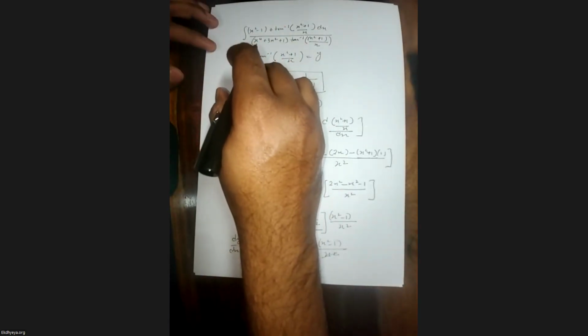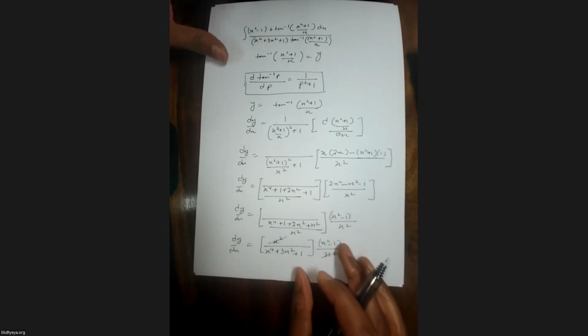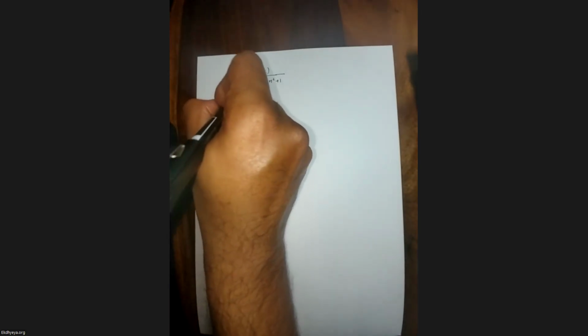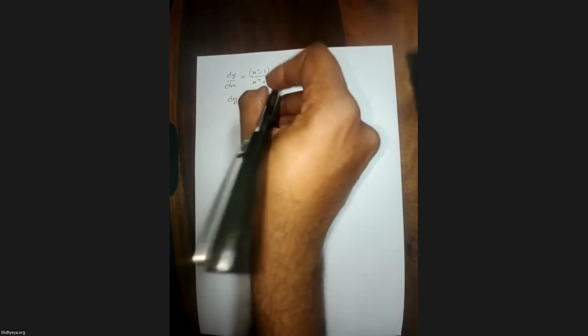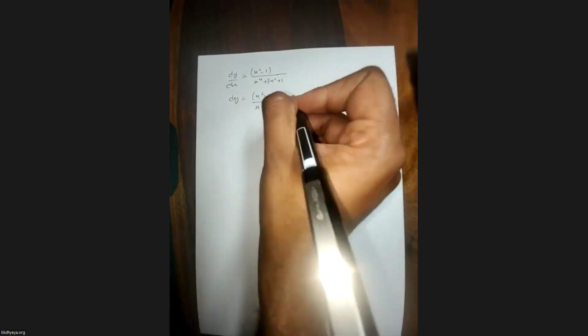What I can already see is that one of the terms, x² upon x⁴ plus 3x² plus 1, has already appeared in my dy by dx differentiation, which is a very positive thing. So I'll come here and my dy by dx becomes (x² minus 1) upon x⁴ plus 3x² plus 1, which means dy can be written as (x² minus 1) dx upon x⁴ plus 3x² plus 1.